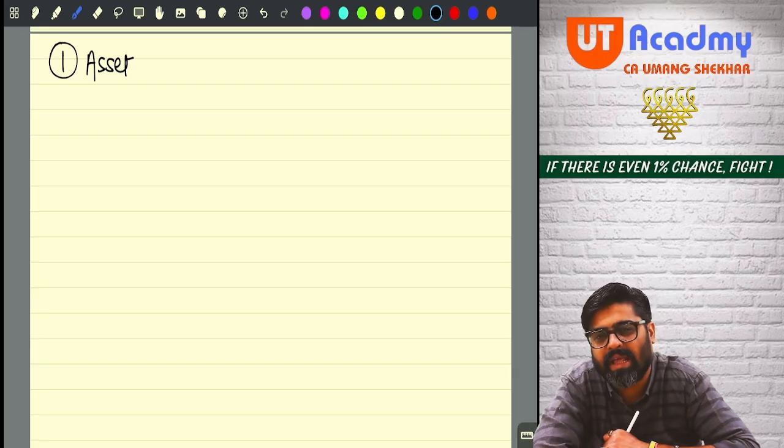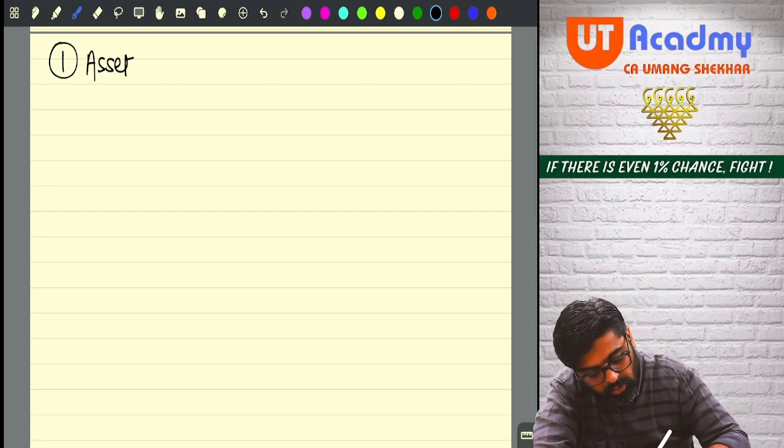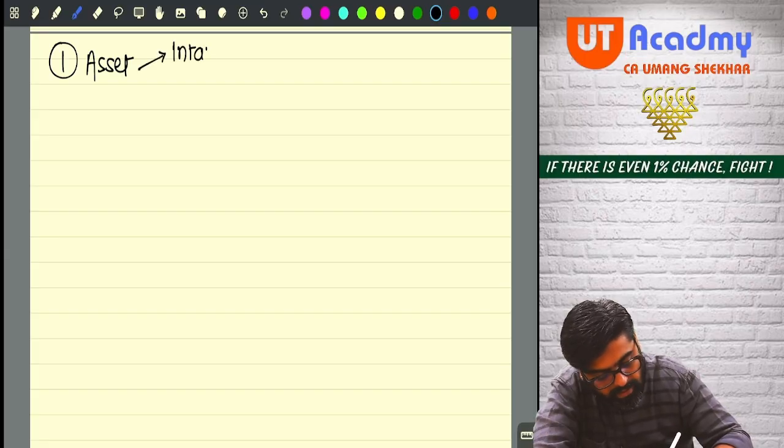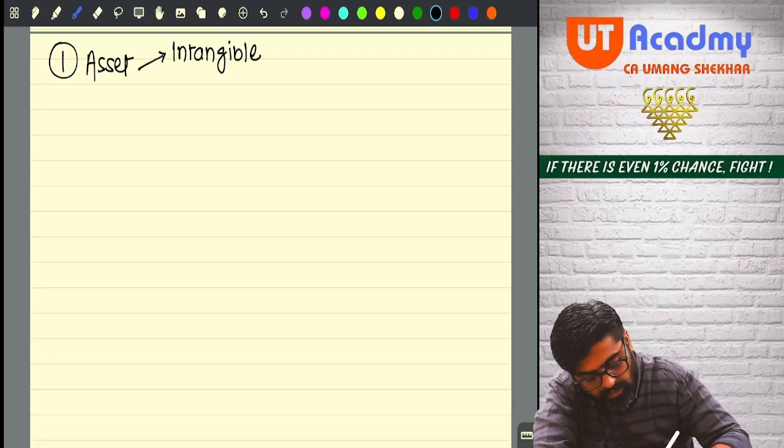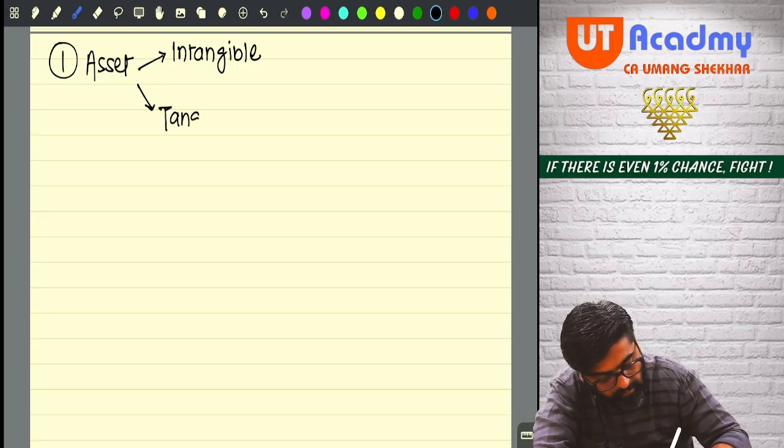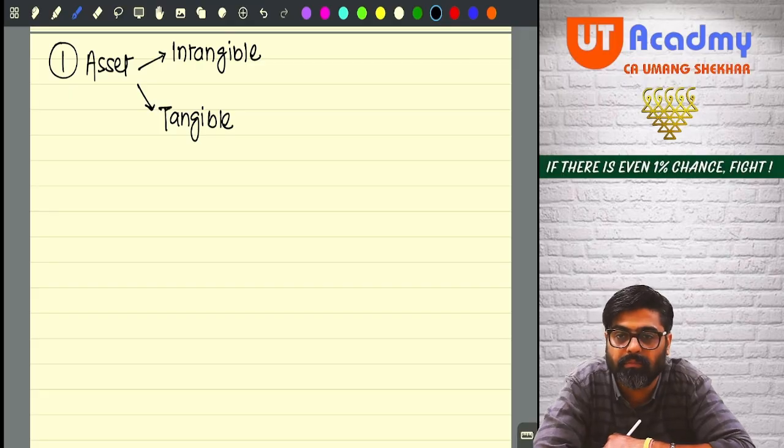So tell me, which type of assets can be used for the purpose of your business or profession? The assets used for the purpose of your business or profession can be intangible assets, yes or no? And those assets can be tangible assets also. Tangible and intangible.